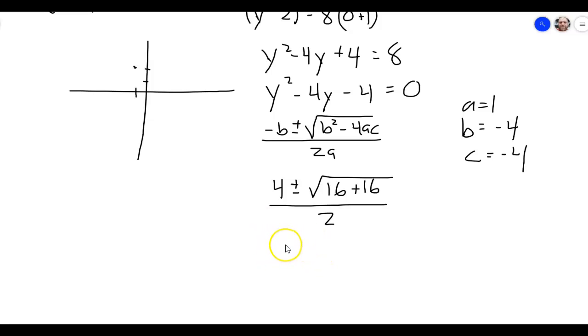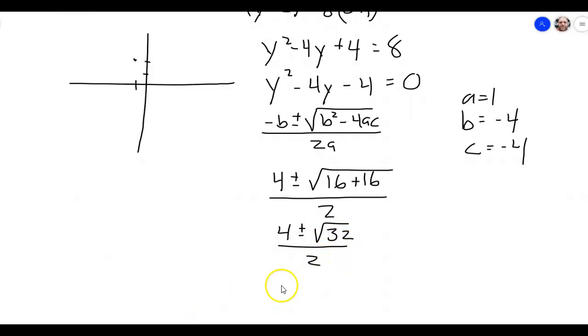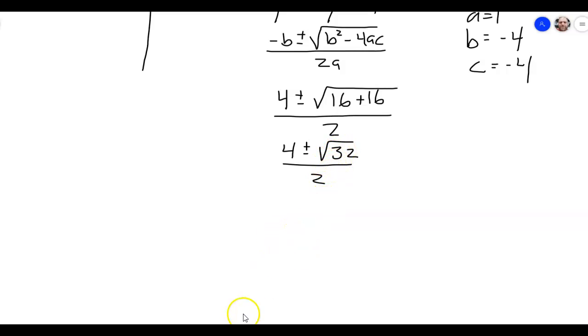So we can go ahead and reduce this a little bit. This is going to be 4 plus or minus the square root of 32, all over 2. And keep going because I can write 32 as 2 times 16, and 16 is a perfect square. So this is 4 plus or minus, the square root of 16 is 4, so this becomes 4 root 2 all over 2. And lastly, I can divide each term by 2, so this is just going to give me 2 plus or minus 2 root 2. And those are my 2 solutions for this.